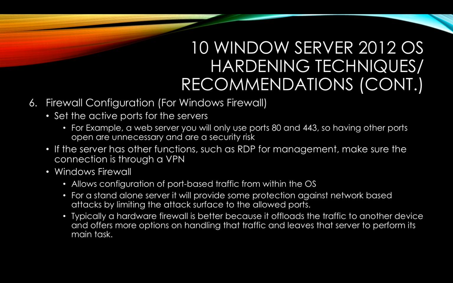Next, you have your firewall configuration. For the Windows server, you're going to have Windows Firewall, which is what we're using for the class. You want to make sure you set the active ports on the server. So if it's a web server, you're only going to want to use ports 80 and 443. Any other open ports are unnecessary and add a security risk. And if you have any other functions on the server, such as RDP for management, you want to make sure it's connected through a VPN.